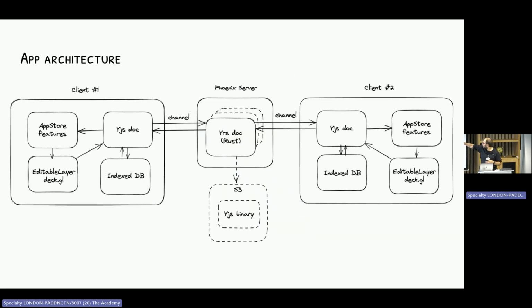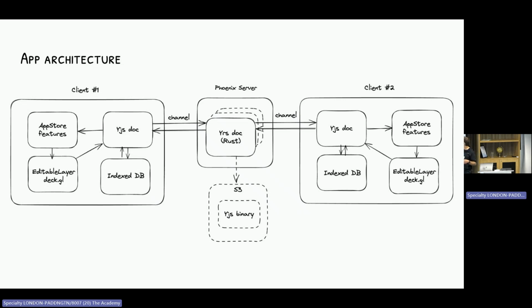A bit of review of the architecture. We have the server, which has this Rust application for YJS, which keeps the document, right? I haven't implemented it yet, but I can also save it in S3, for instance. The WebSocket channels connect to the clients. We have the YJS document on the client, and we have the editable layer, like Deck.gl. When we edit something, we change the GeoJSON features in the YJS doc.